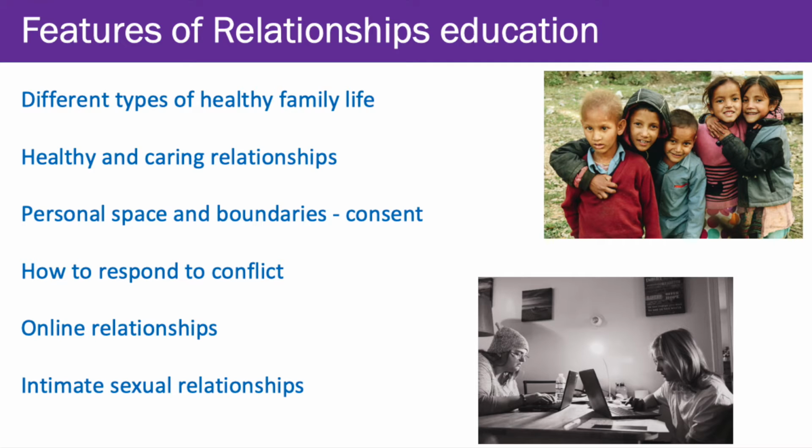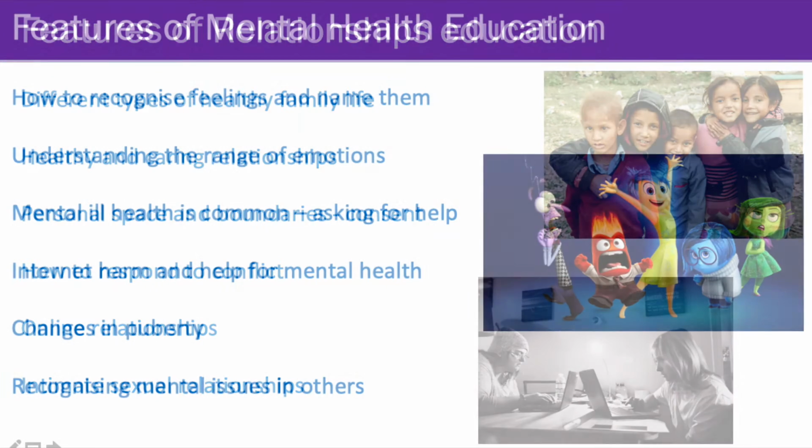And then within that, personal space and boundaries, what is okay touch and not okay touch. And that leads on into secondary school to talking about consent, and also how to respond to conflict. So the way you teach, you can help pupils to understand that it's okay to disagree with people. Again, looking at online relationships safely, but also how they can be helpful, so not just to condemn online relationships out of hand. And then in secondary school, looking at intimate sexual relationships.